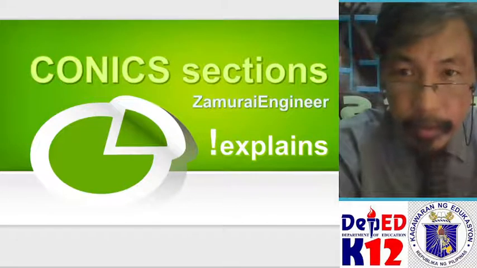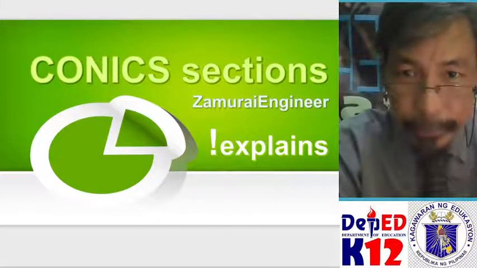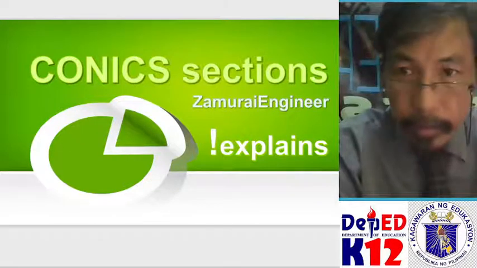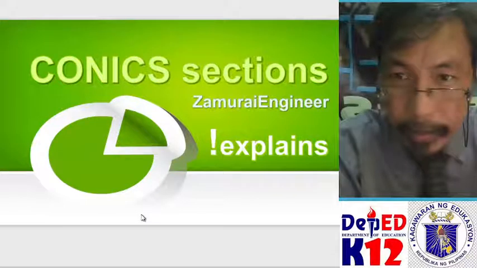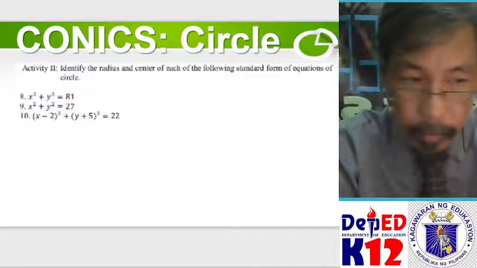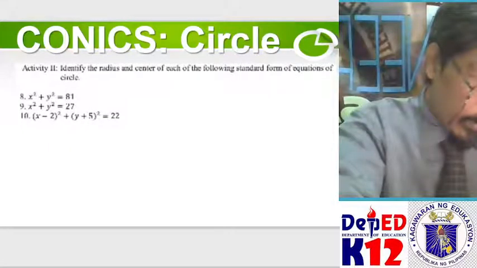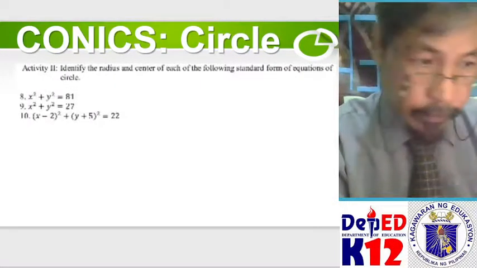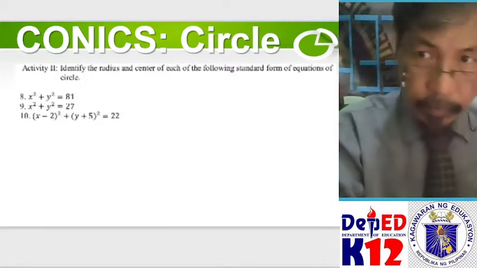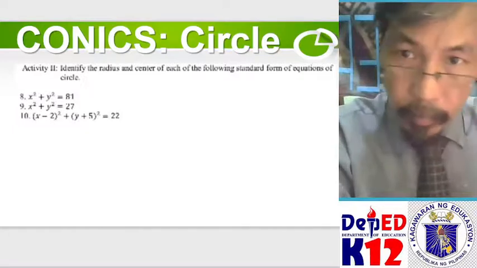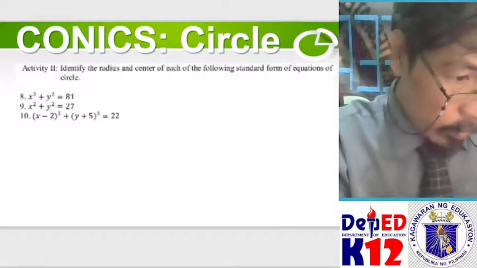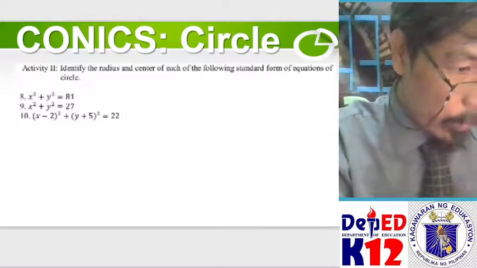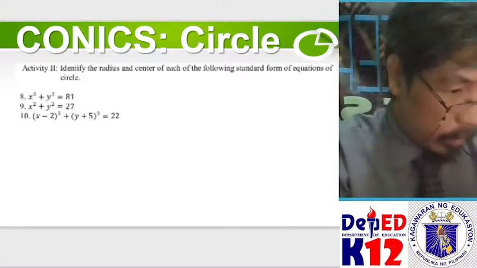In this video, we will tackle problem number 9 of conic section circle. So let us take a look at the given. For problem number 9, we have the given equation x squared plus y squared is equal to 27. So that is the given.